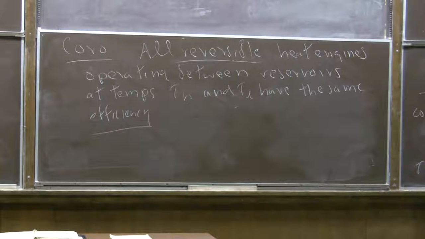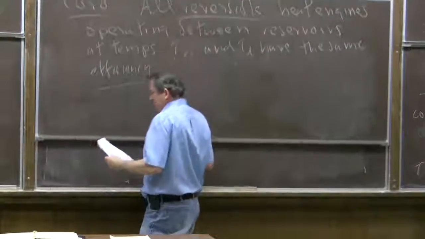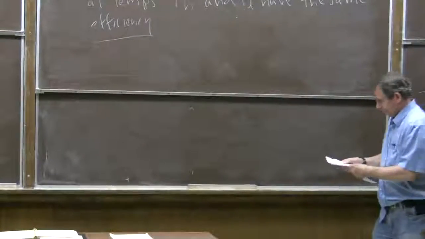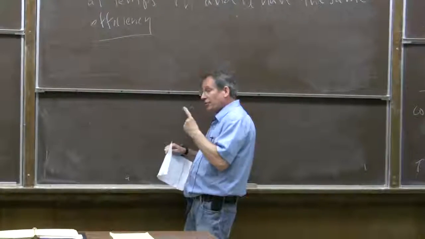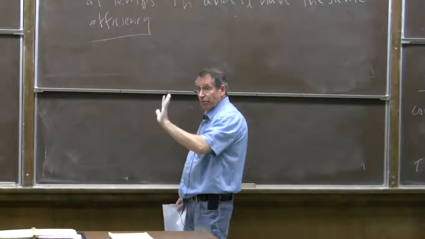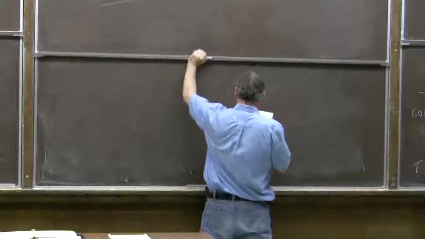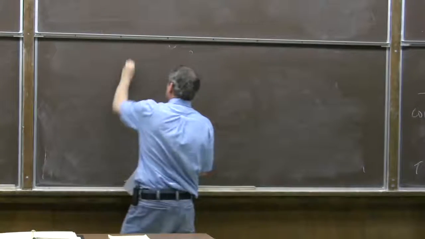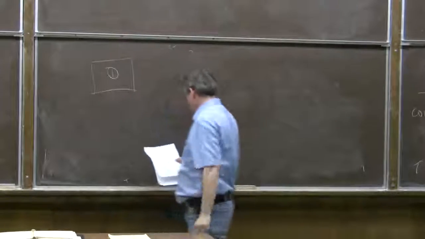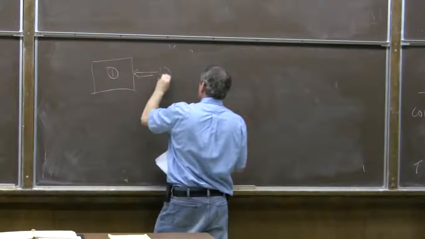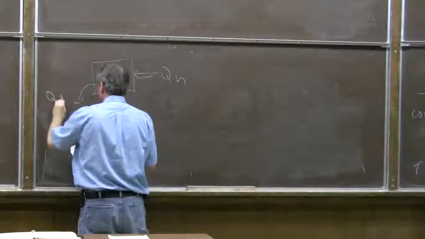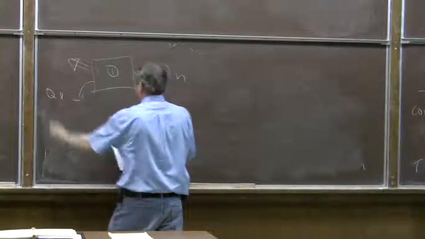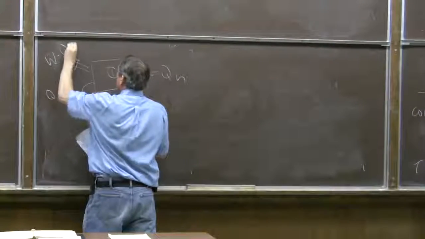Okay, to see that this is true, suppose it's not, we'll argue by contradiction. The idea is that if you have a lower efficiency heat engine and it's reversible, then it provides a higher efficiency refrigerator. So suppose there's a heat engine, I'll call it heat engine 1. It takes in heat QH from the high temperature reservoir, it expels QL, and it produces work, which is the difference, QH minus QL.